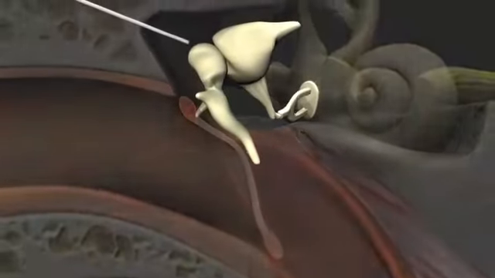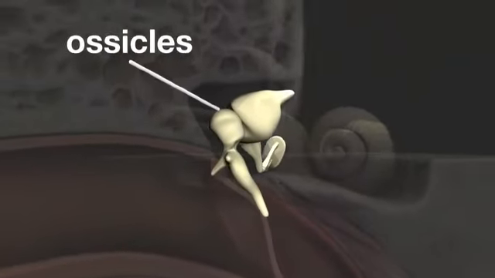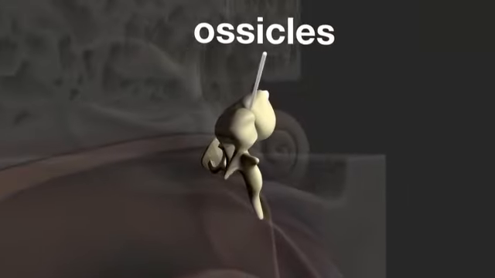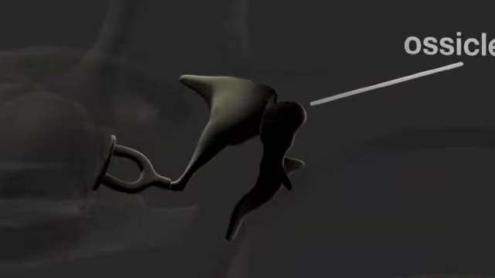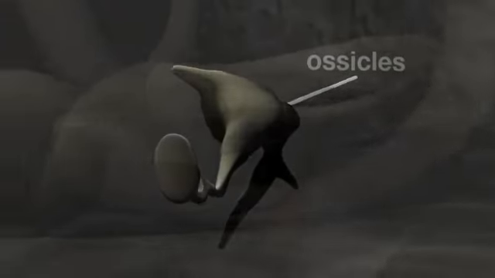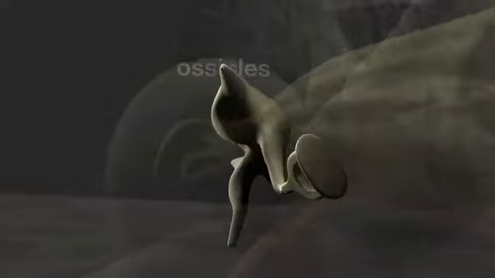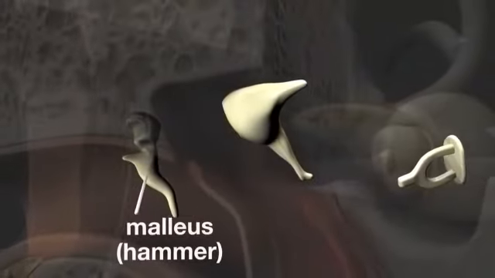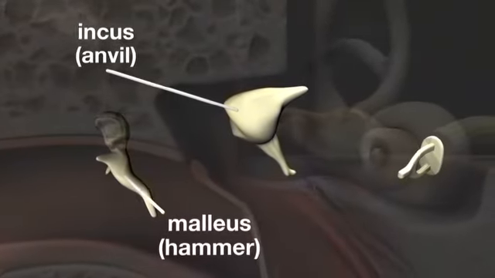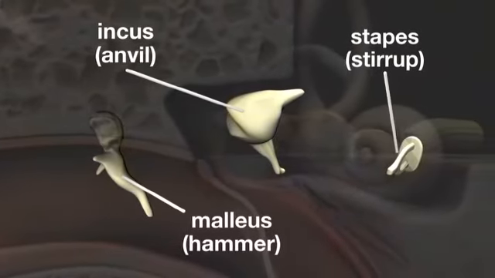The middle ear also contains 3 small bones, known as the ossicles. These are connected in a chain across the middle ear, from the tympanic membrane to the entrance of the cochlea, called the oval window. The ossicles are called the malleus, the hammer, the incus, the anvil, and the stapes, the stirrup.